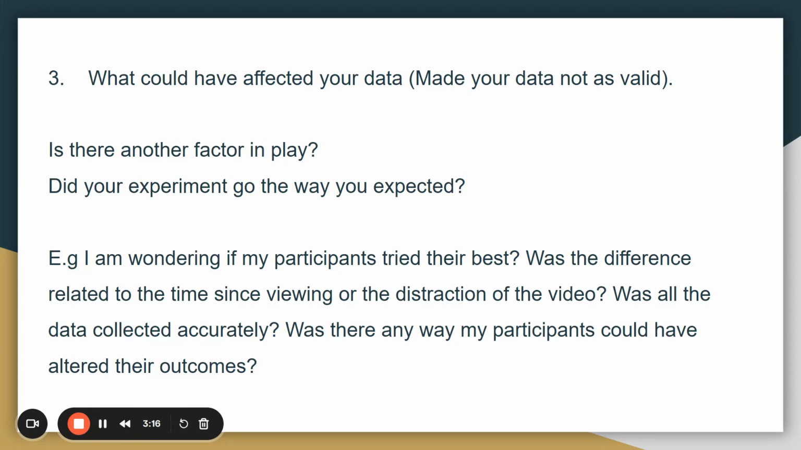For example, I'm wondering if my participants tried their best. Was the difference related to time since viewing or was the distraction of a video in play? Was all the data collected accurately? Was there any way my participants could have altered their outcomes? These are all things that could have affected my data.